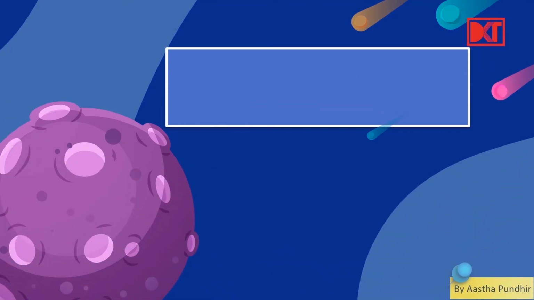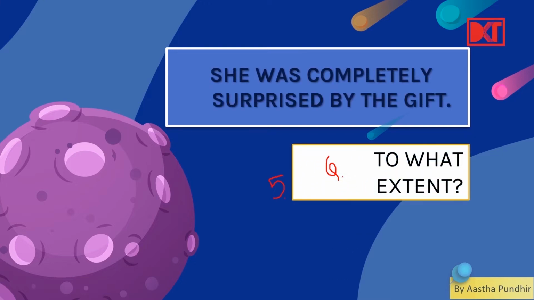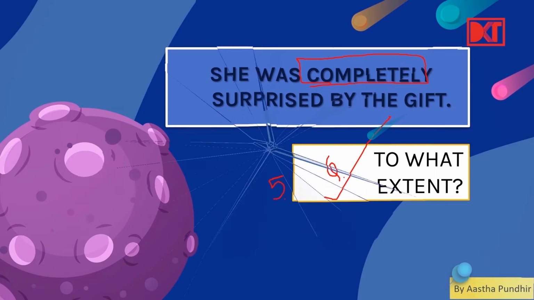Now here you see, she was completely surprised by the gift. Here the question being answered is the fifth question, which is to what extent. Meaning to what limit, to what extent she was surprised. She was completely, absolutely surprised by the gift. Alright? So completely. To what extent? Completely. Okay? Now, from all this, let's understand what adverbs are.